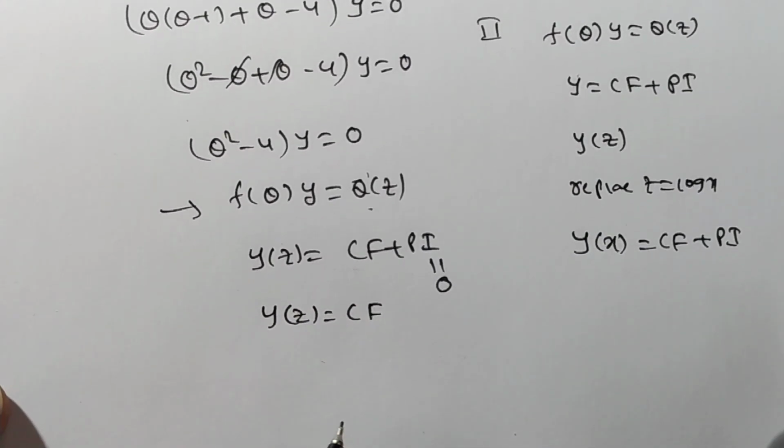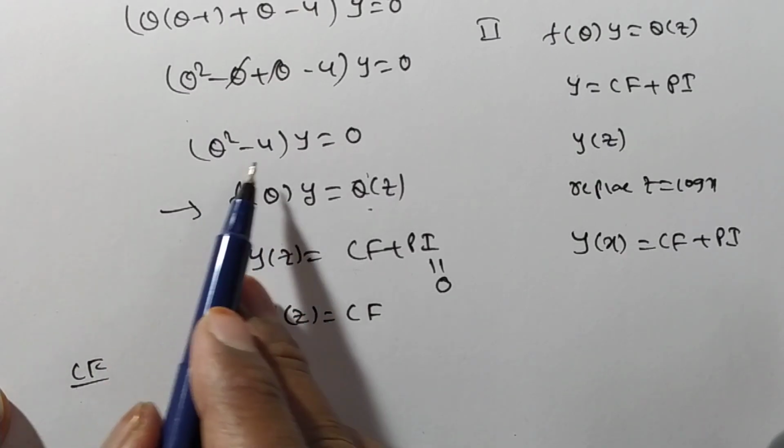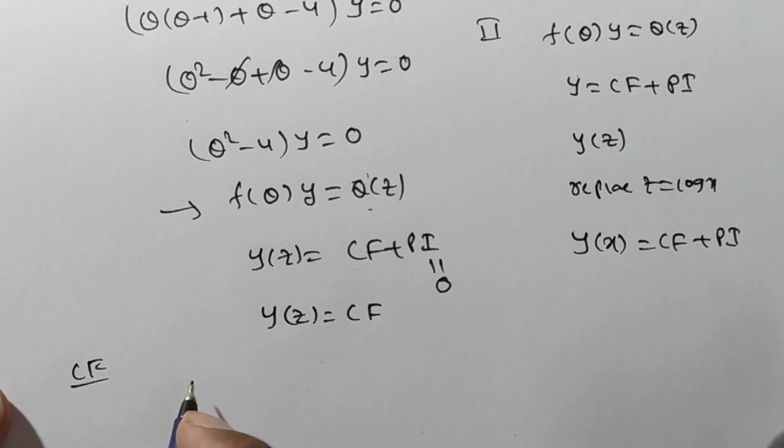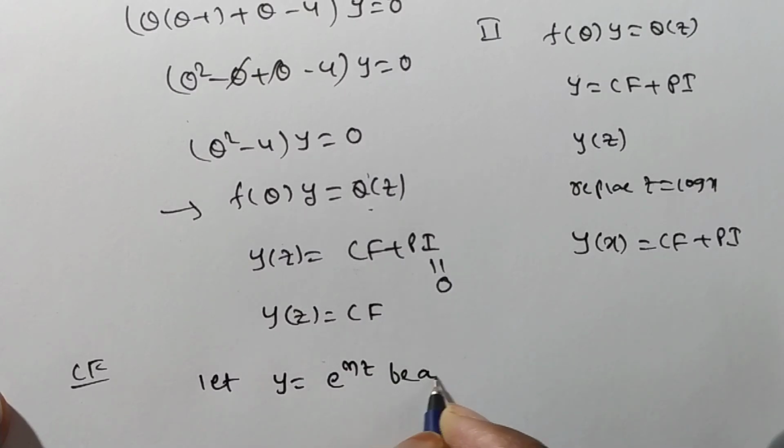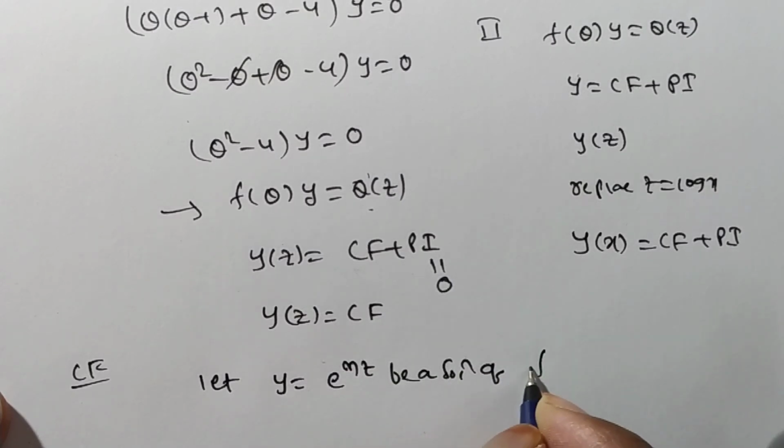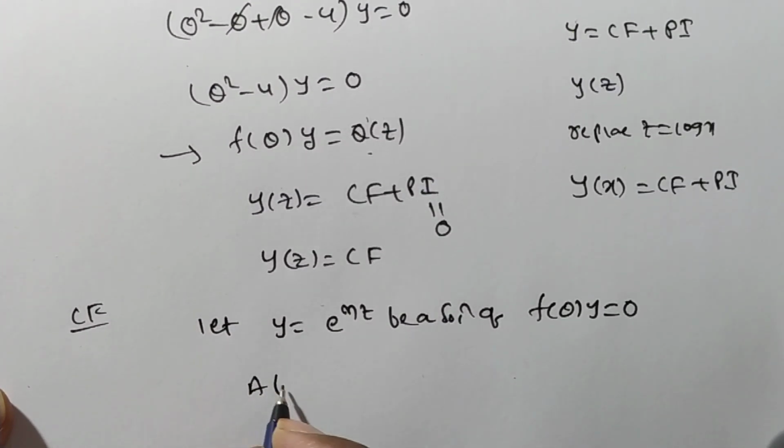How can we find out the complementary function? You see, for the complementary function of f of theta into y is equal to q of z, what we have to consider is, let y is equal to e to the power of mz be a solution of f of theta into y is equal to 0. Then we will have the auxiliary equation.